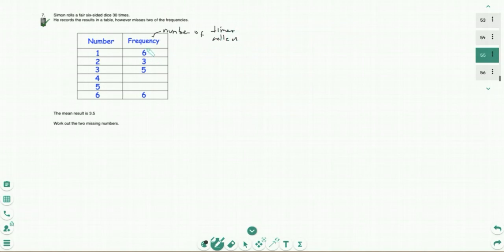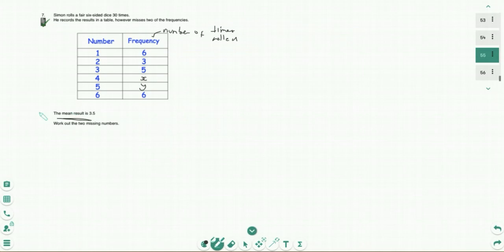So he rolled 1 six times, 2 three times, 3 five times, 4 an unknown number of times, 5 also an unknown number of times, and 6 six times, okay? So I want to find out these two missing numbers. I'm going to call these numbers x and y, okay?